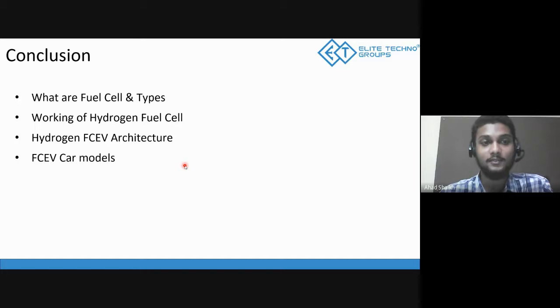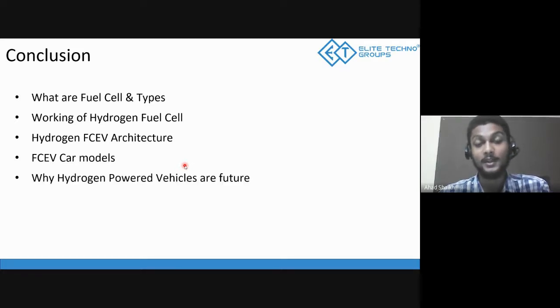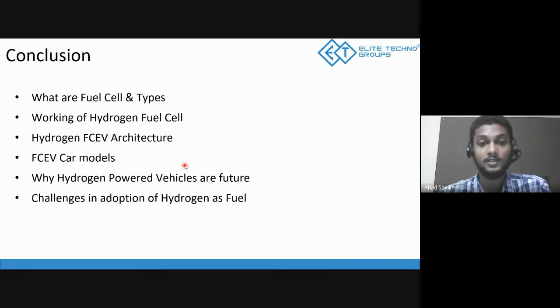After that, we saw the different models developed on this technology that use a hydrogen fuel cell, like Toyota Mirai, Hyundai Nexo, and Honda Clarity. And why it could be considered the future of mobility, why it should be adopted, and the challenges we might face when we try to shift to this technology. And in the end, we saw what is currently going on in India, and what vision our Indian government has about this hydrogen technology.